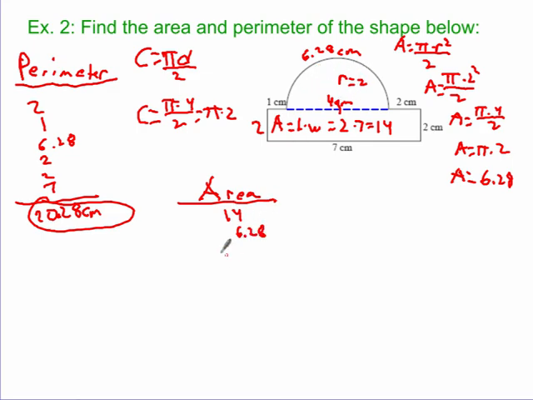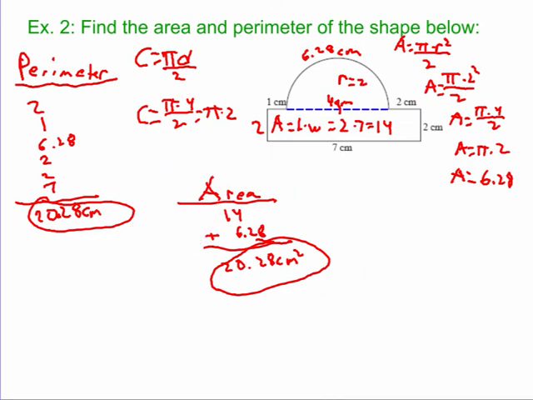So to find my total area, I just add them together. 14 plus 6.28 is 20.28 centimeters squared. So weirdly enough, we've got a shape here whose area is exactly the same as its perimeter. Kind of a weird result, but it works.